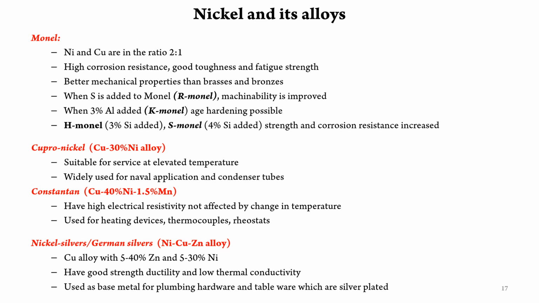Next we have nickel silvers or German silvers. It's a combination of nickel, copper and zinc alloy. That is, it's a copper alloy with 5 to 40 percent of zinc and 5 to 30 percent of nickel. It has good strength, ductility and low thermal conductivity. It is used as base metal for plumbing hardware and tableware, which are silver plated.